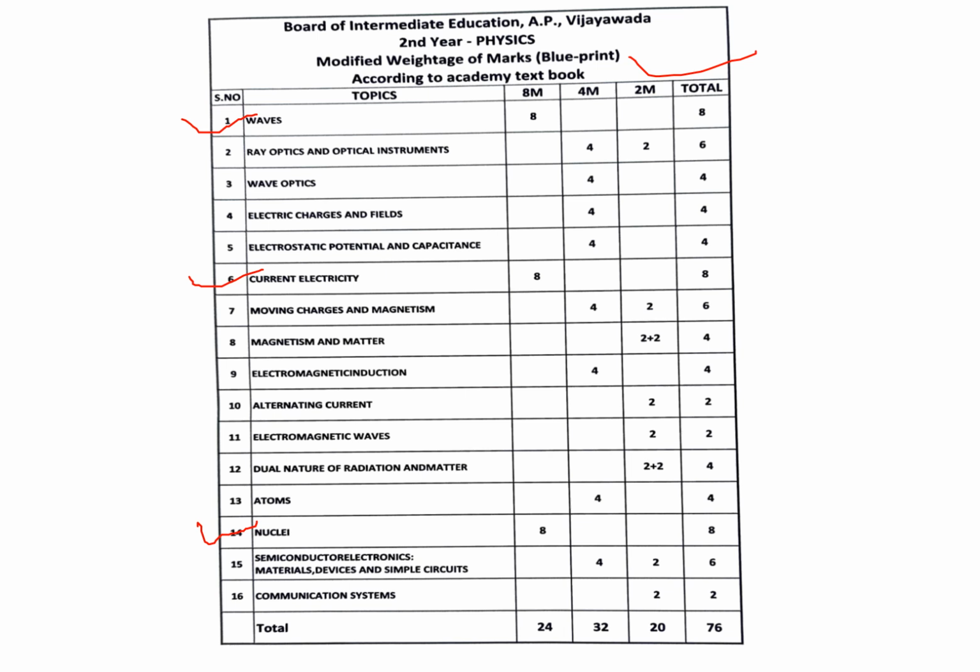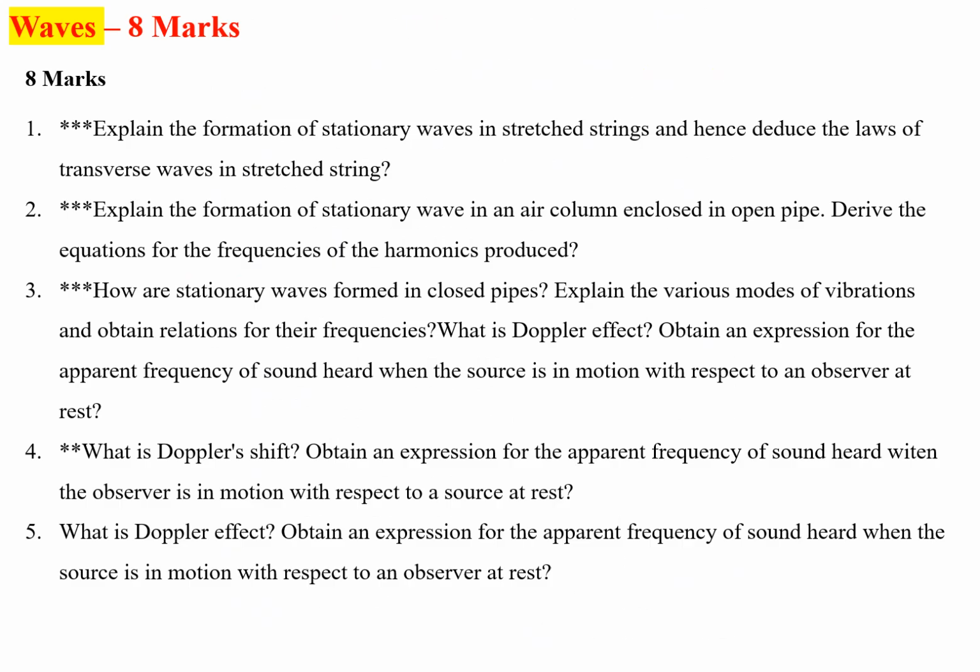From waves you have 5 questions, and from current electricity only 3 questions are there. If you complete any two chapters, you can compulsorily attend 2 questions, but you have to cover all the questions of those two chapters. And from nuclei also only 3 questions will be there. In addition, from current electricity and nuclei you have problems. I will tell you the important questions for these three chapters first.